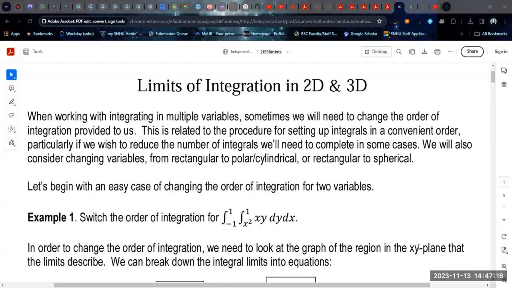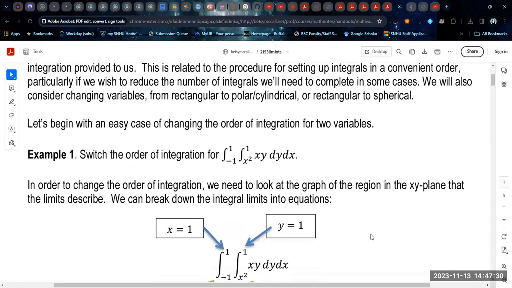So in this video, we're going to look at how to change the limits of integration in 2 dimensions, and then we'll save the 3-dimensional cases for a follow-up video. So we're going to start with an example. We have an integral that's from -1 to 1 in the x direction and from x squared to 1 in the y direction, and we want to change that order of integration from dy dx to dx dy.